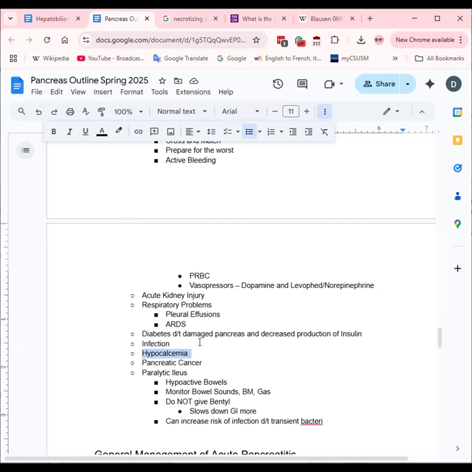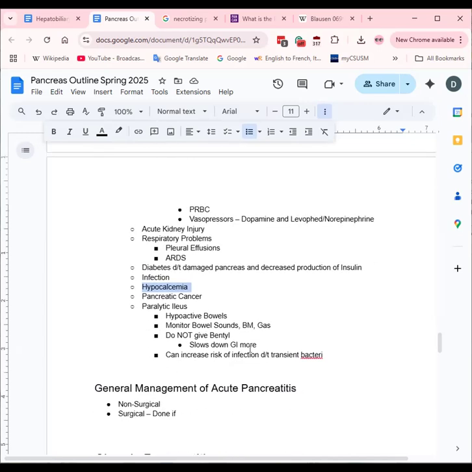They're also going to have a slower GI tract, because again, this is all GI tract related. Something they mentioned, which I'm guessing is probably going to be a fake or incorrect answer choice, is to not give Bentyl. Bentyl is a medication that slows down the GI. It's for people with irritable bowel syndrome. So there's that.